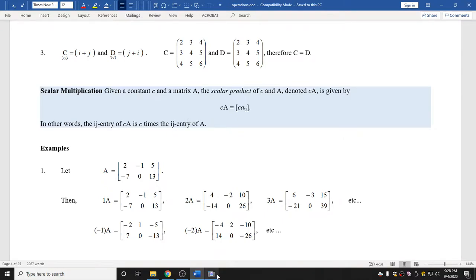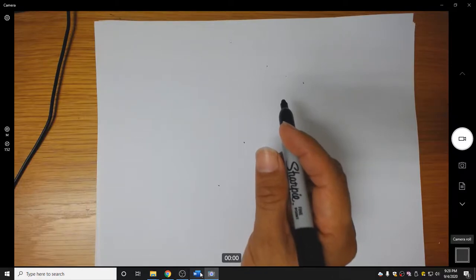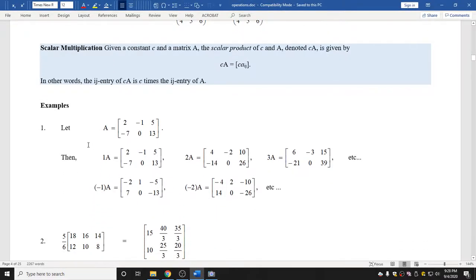So quick example here. Oh, well, let's say there are examples in our notes. So let's look at that. So A, the matrix A, is 2, -1, 5, first row, and -7, 0, 13, second row. Let's find 3A. I want to compute 3A here. So 3A, what is that equal to?